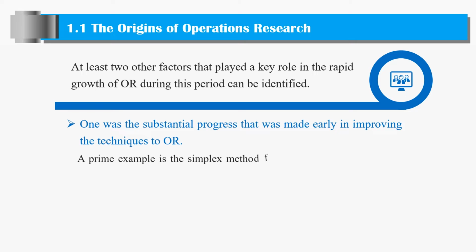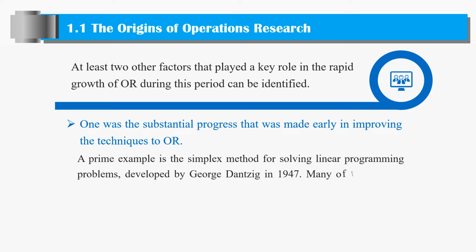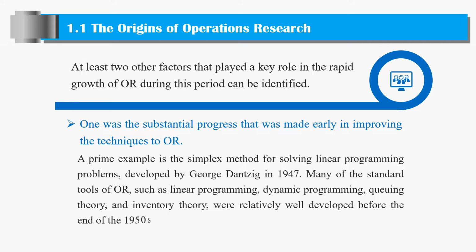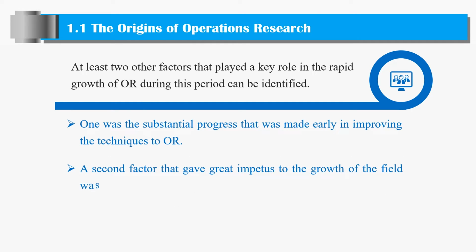A prime example is the simplex method for solving linear programming problems, developed by George Dantzig in 1947. Many of the standard tools of OR, such as linear programming, dynamic programming, queuing theory, and inventory theory, were relatively well developed before the end of the 1950s. A second factor that gave great impetus to the growth of the field was the onslaught of the computer revolution.